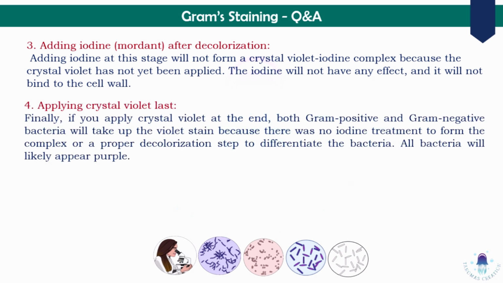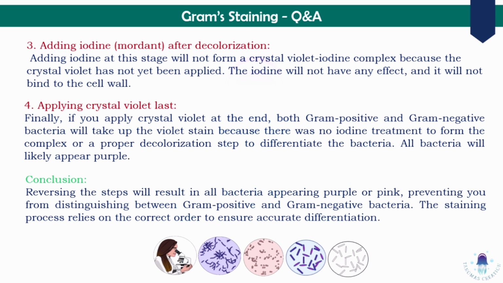4. Applying crystal violet last. Finally, if you apply crystal violet at the end, both gram-positive and gram-negative bacteria will take up the violet stain because there was no iodine treatment to form the complex, or a proper decolorization step to differentiate the bacteria. All bacteria will likely appear purple.